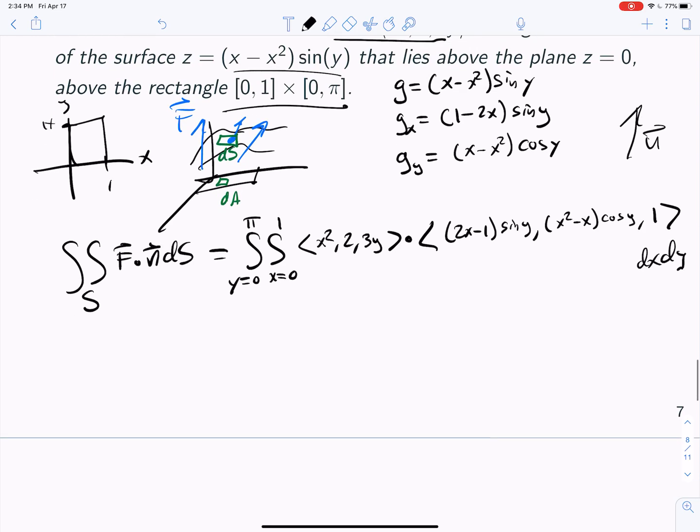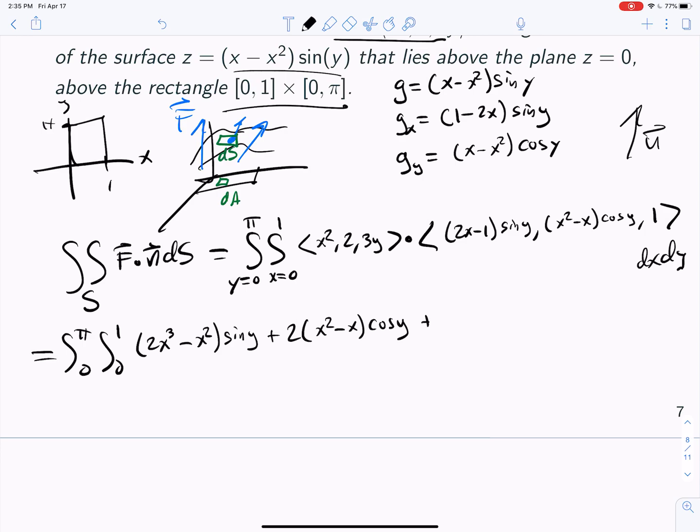Okay, so dot producting those together, we're going to get what? 2x cubed minus x squared sine of y plus 2x squared minus x cosine of y plus 3y dx dy. And now it's really just a double integral that we have to evaluate using our standard methods of calculus.